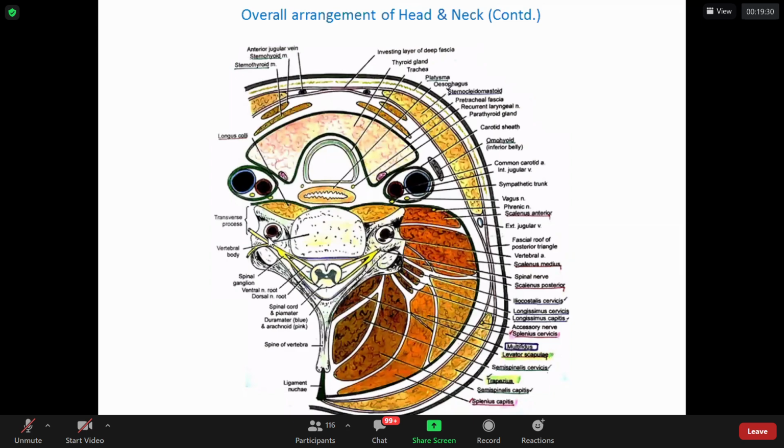Right, so this is the vertebral artery. And now you can see another structure here, though it's looking so small, it's very important, the accessory nerve, the 11th cranial nerve. You know, vagus is the 10th and accessory nerve is the 11th cranial nerve. So its location you can see here. Altogether, these are the very important arrangements of all the structures in the head and neck.